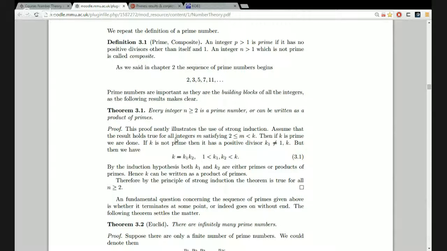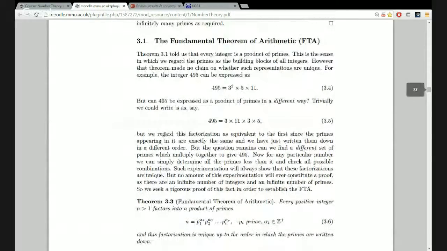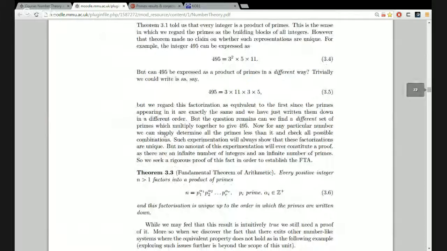Well, in the Fundamental Theorem of Arithmetic, we were able to prove that that's not the case: every integer does factorize uniquely into primes. So here's 495 factorized into primes. It is the only way of factorizing 495 into primes. You might write down the numbers in a different order, but that's really just the same factorization.